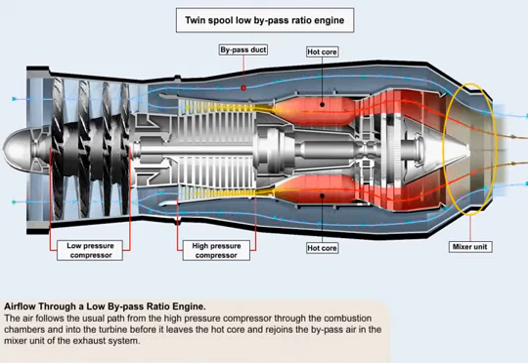From the high-pressure compressor, the air follows the usual path through the combustion chambers and into the turbine, before it leaves the hot core and rejoins the bypass air in the mixer unit of the exhaust system.